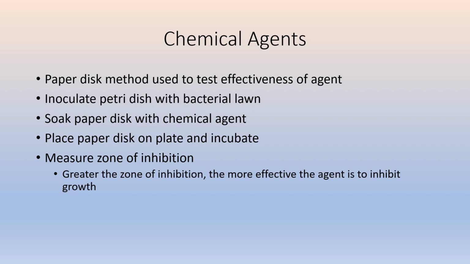And then you're going to incubate that Petri dish. After 24 hours, maybe 48, but usually 24 hours is sufficient, you're going to pull the plate and look at it. Around the disc, if the chemical is able to inhibit growth, you will see a zone of clearing around it where there was no growth, because the chemical diffused out of that paper disc into the media and prevented the growth of the bacteria. This clearing zone is known as the zone of inhibition.